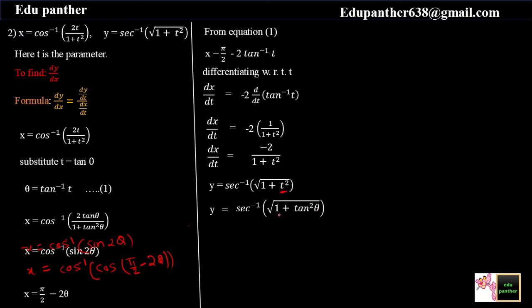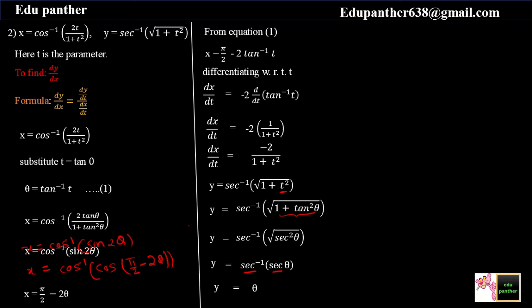Now what is 1 plus tan square theta? By using trigonometric identities, we know that 1 plus tan square theta is sec square theta. So it will become sec square theta, and root of sec square theta will be sec theta. So now outside we have sec inverse, inside we have sec theta. They'll get cancelled with each other because they are inverses of each other. So y will be theta. Now we have got y in terms of theta.